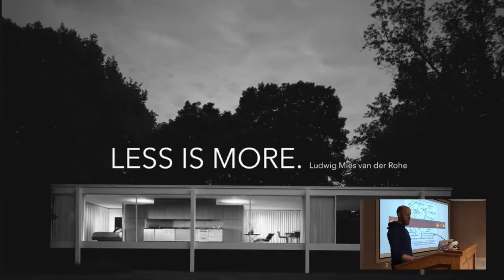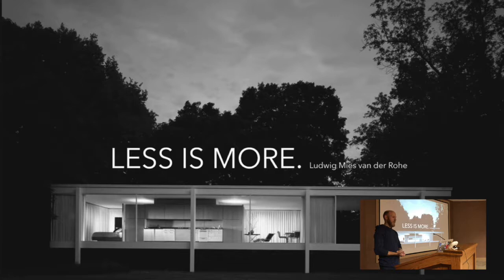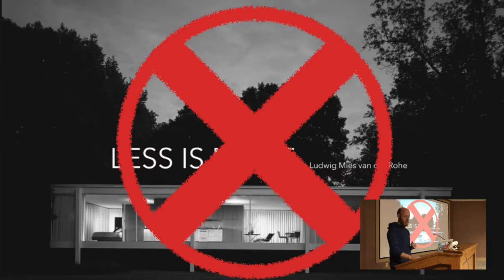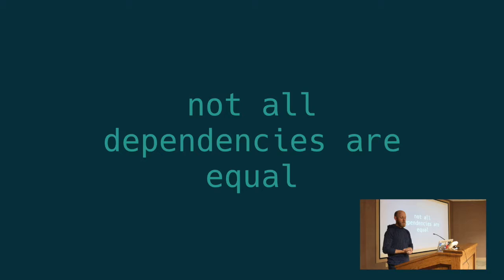As a result of all these issues, some people have proposed a less-is-more approach to dependencies. While I think less is more is a very good philosophy for architecture, for dependencies I don't think it's a great solution, and the rest of my talk explains why. The first reason is that not all dependencies are equal. You shouldn't treat all dependencies as the same.